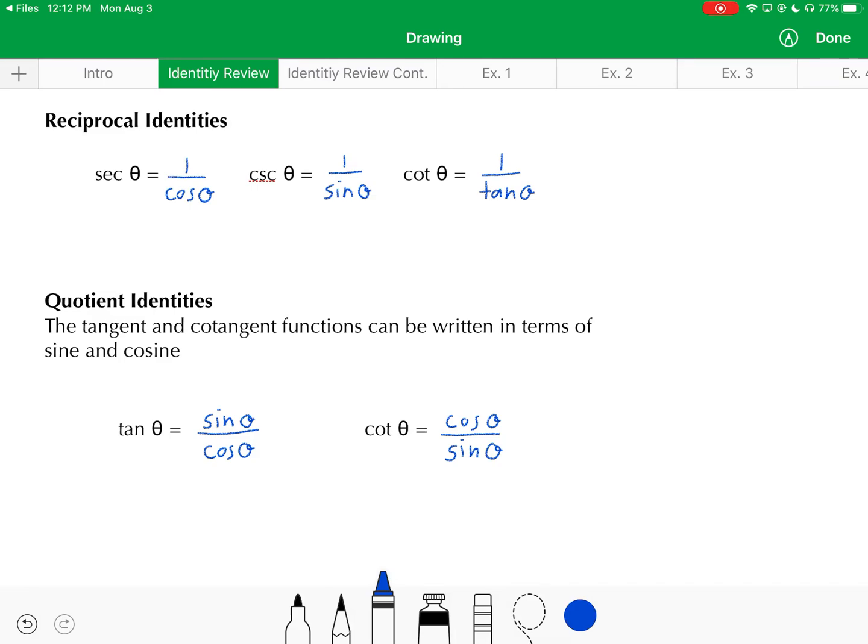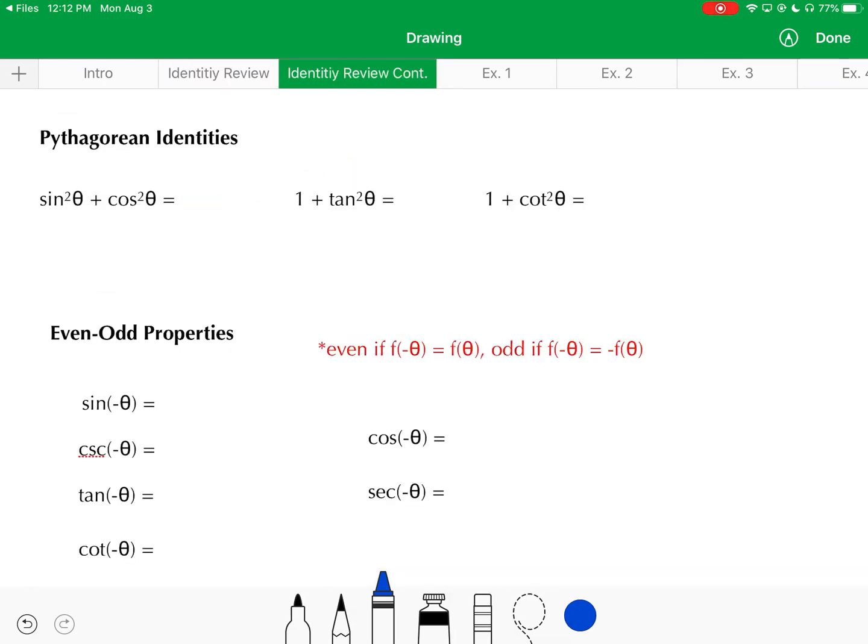All right, some other identities to review. Recall the Pythagorean identities. Sine squared of theta plus cosine squared of theta, remember that always equals 1. And then our second Pythagorean identity, 1 plus tangent squared of theta is equal to secant squared of theta. And then 1 plus cotangent squared of theta is equal to cosecant squared of theta.